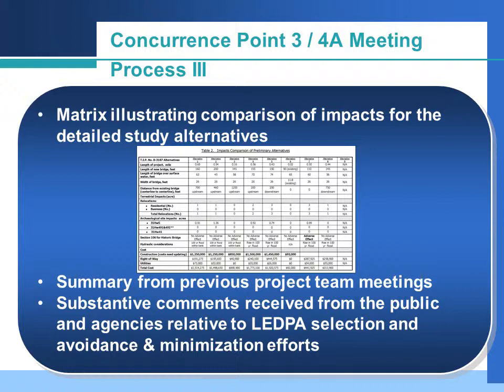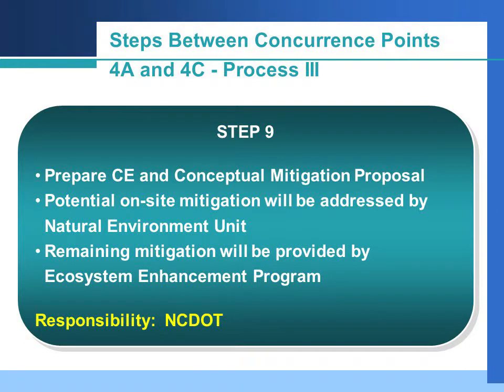The informational packet for Concurrence Point 3, 4A will include a matrix illustrating a comparison of impacts for the detailed study alternatives and a brief summary of previous project team decisions. The packet will also include a summary of substantive comments received from agencies and the public and how these comments were addressed. At this point, there are a few more steps in Process 3 since there is no 4B meeting.